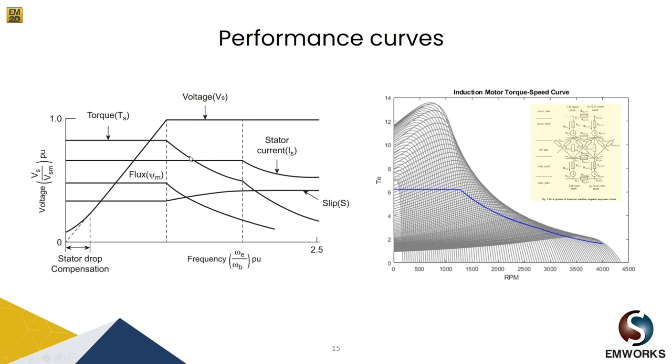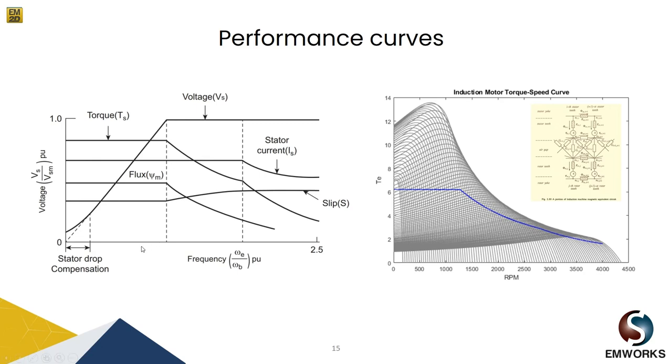Another advantage of the equivalent circuit method is for calculation of the performance curves of an induction motor, right? This graph shows the torque speed curve of an induction motor. As you know, for an induction motor we have three regions: constant torque region, constant power region, and high speed region. So if we want to calculate this torque speed curve, for example, with the maximum torque per ampere strategy, we need to do a high number of dynamic simulations.